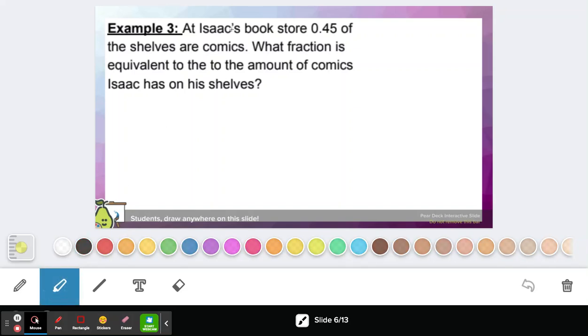Okay, so here it says, at Isaac's bookstore, 0.45 hundredths of the shelves are comics. So this relates to shelves that are comics. What fraction is equivalent to the amount of comics Isaac has on his shelves? So we want to know how many comics Isaac has on those shelves and the fraction equivalent.